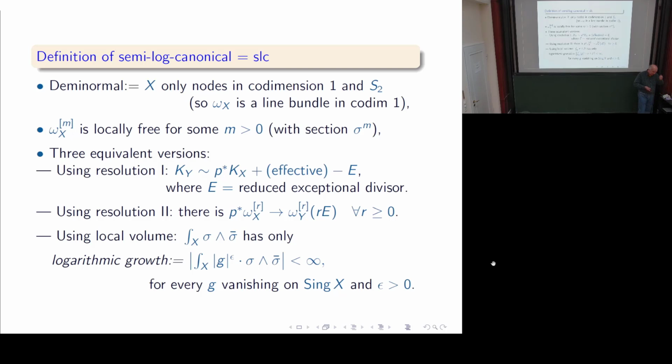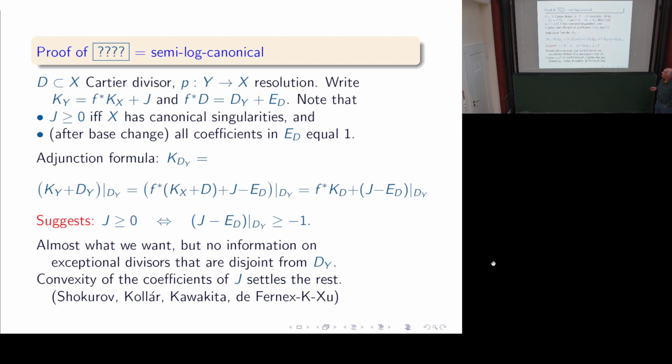Okay, now let's see if this definition does what we were hoping it does. So I have an X and a Cartier divisor, and let's take a resolution. Maybe a log resolution, so that this is only a simple normal crossing divisor. So I write the canonical class of Y as the pullback of the canonical class of X plus J, and I should say J is the Jacobian divisor.